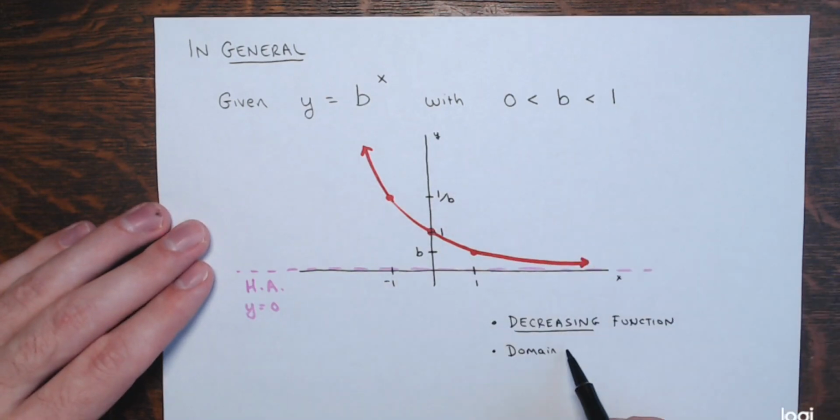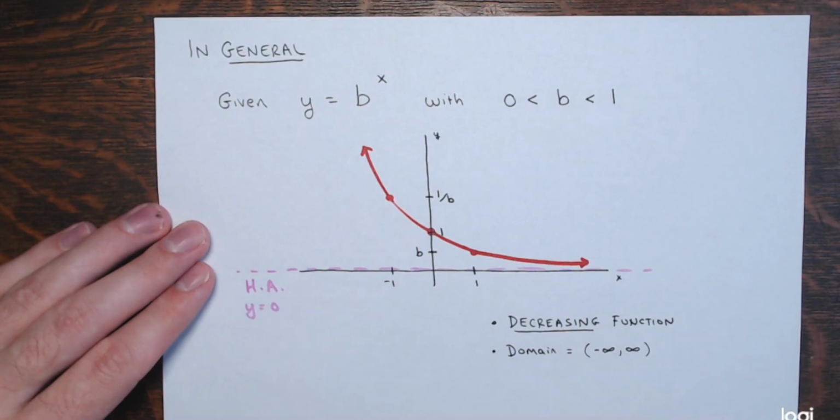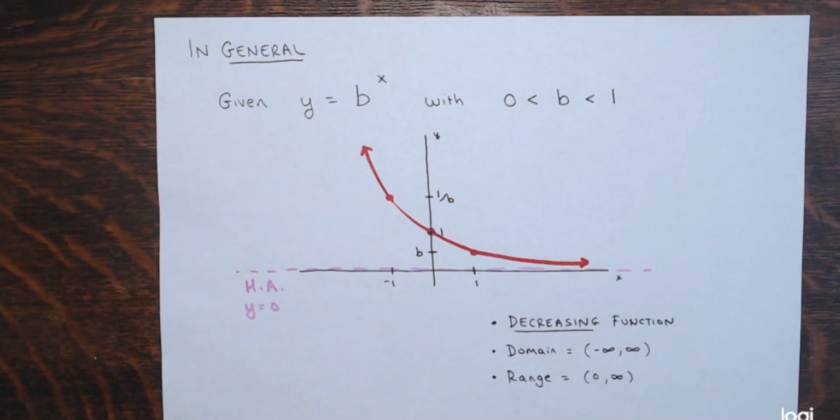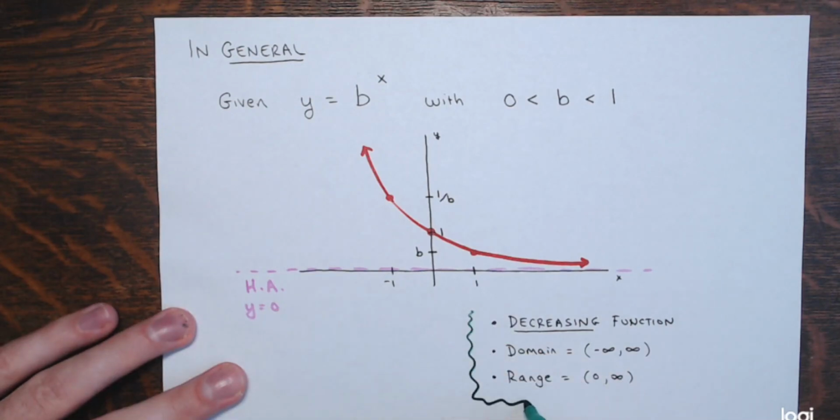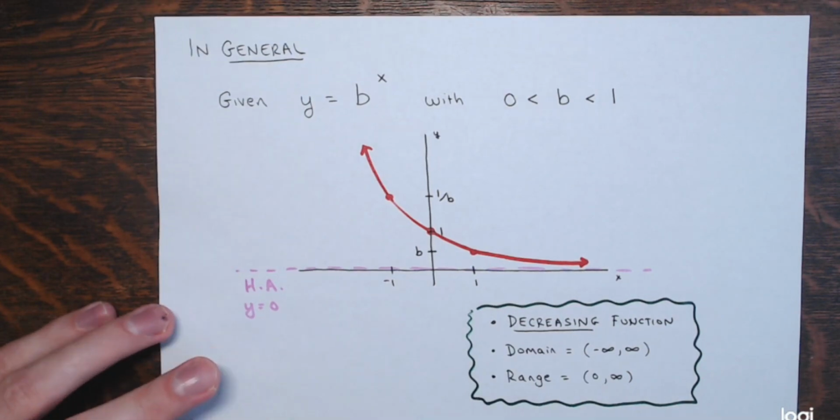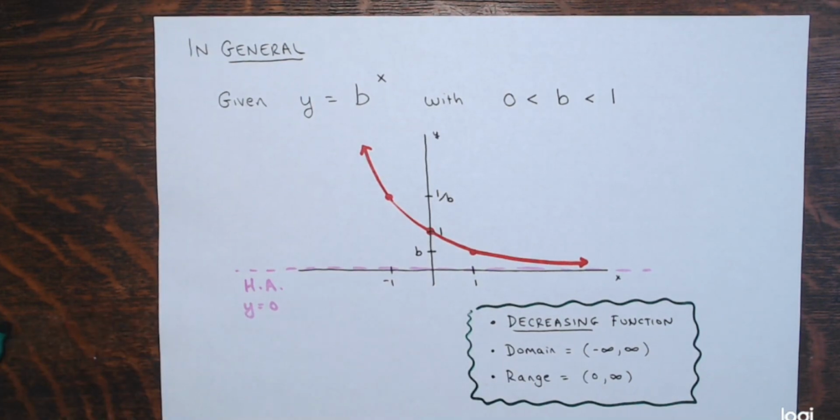The domain is all real numbers. You can plug in anything you wish for x. The range is only positive numbers. Great. So the same stuff I wrote for examples 4, 5, and 6. So keep this in your head as well.